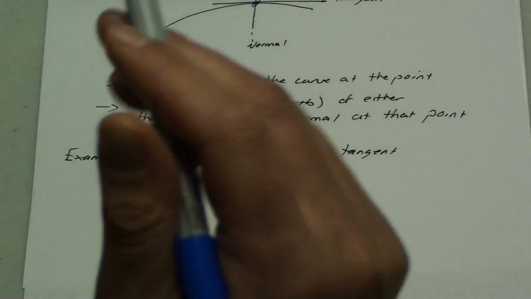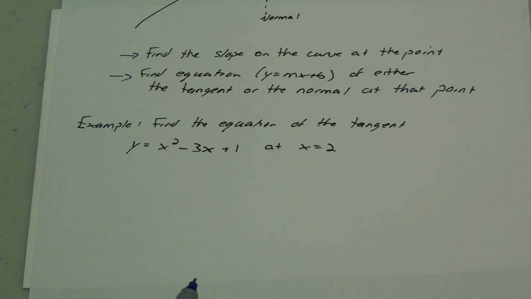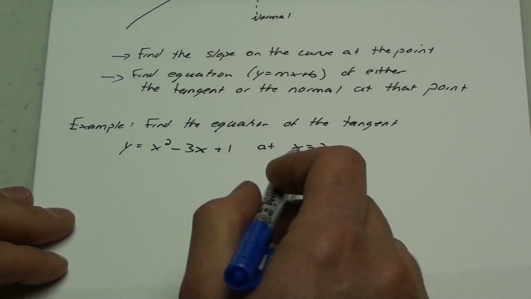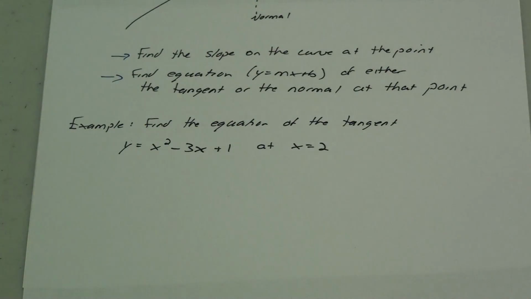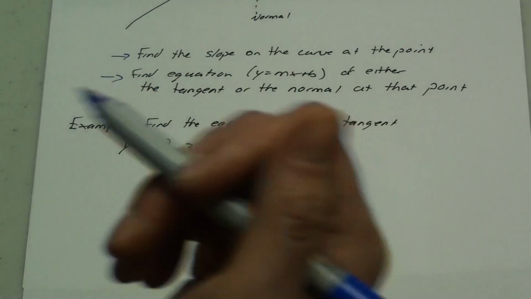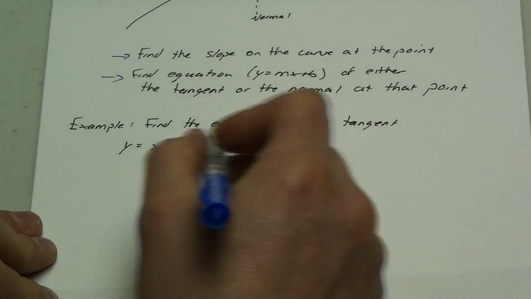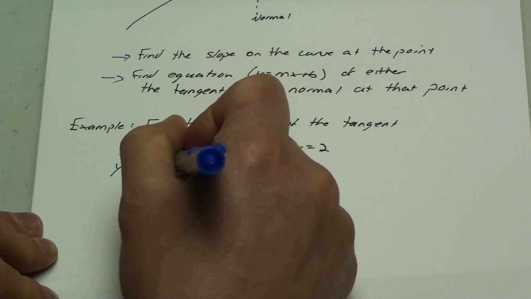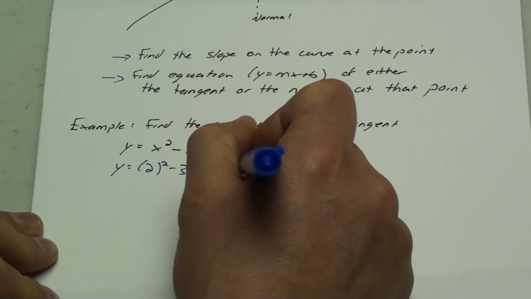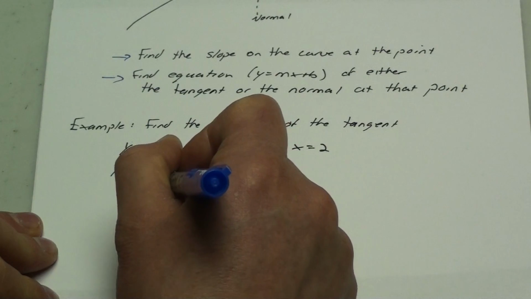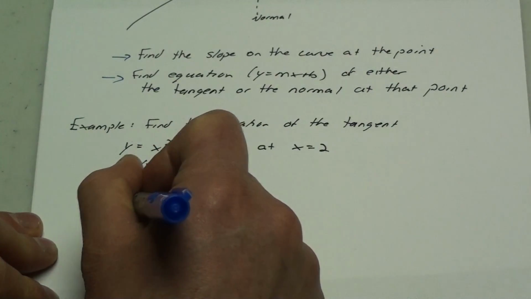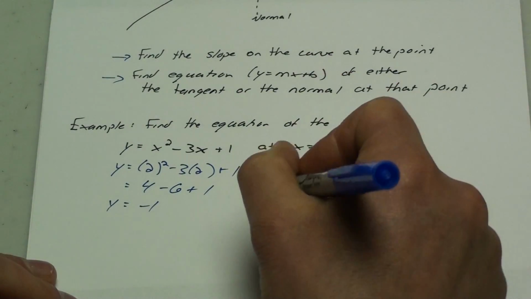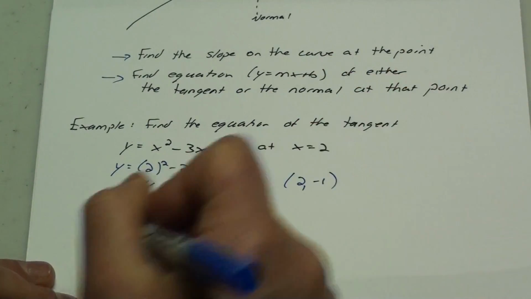slope. Okay, so let's find the equation of the tangent of y equals x squared minus 3x plus 1 at x equals 2. First thing I might want to do is actually find the x and y coordinate of the original. So I'm going to plug in x equals 2 to find the y value. So that gives me 2 squared minus 3 times 2 plus 1. That's going to give me 4 minus 6 plus 1, which is going to give me negative 1. So my y value of the original is negative 1. That is the point (2, -1).